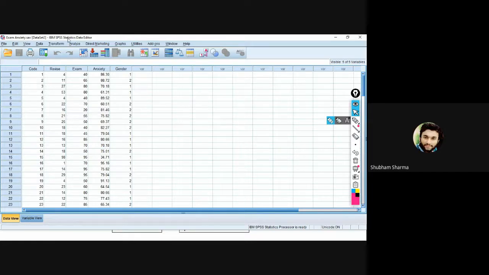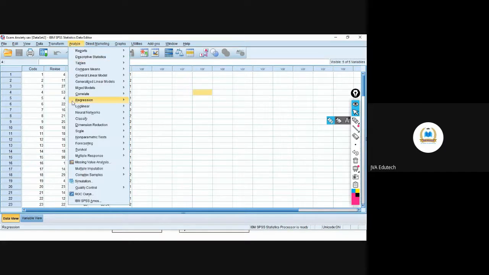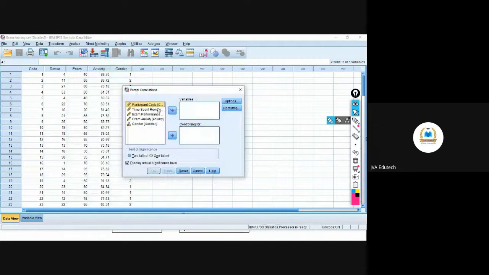So go to Analyze. Whenever you feel that there is a third variable affecting the relationship and you want to control that variable, we go for partial correlation. So Analyze, Correlate, Partial. Here I will choose time spent revising. No, sorry, exam performance and exam anxiety. And if I control the time spent revising, then it will give me a clear picture of the exact relationship between exam performance and anxiety, when time spent revising is standardized for all the participants, all the students. Okay.